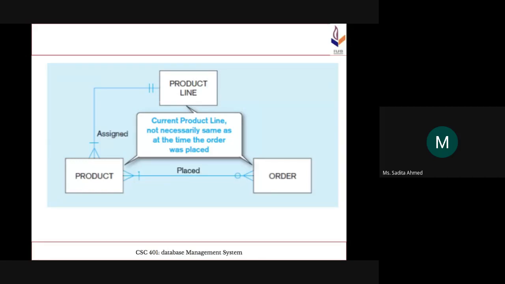Product ID, let's say 121. Product ID 121 represents the Batman t-shirt, alright? And earlier this t-shirt was under the clothing line, now it is under the t-shirt product line. So the product line has switched.